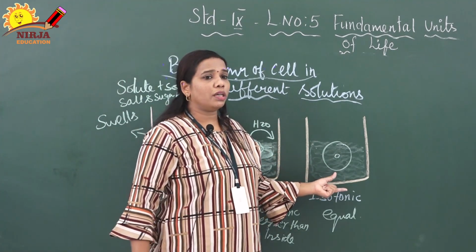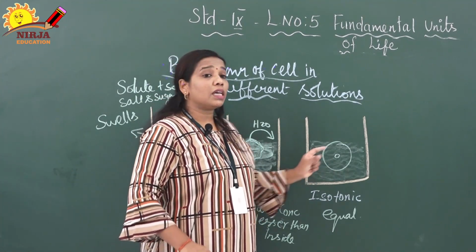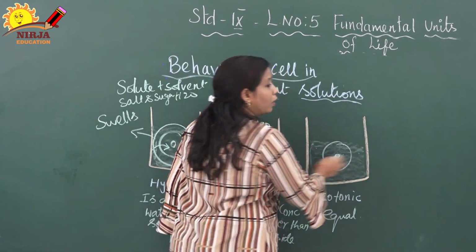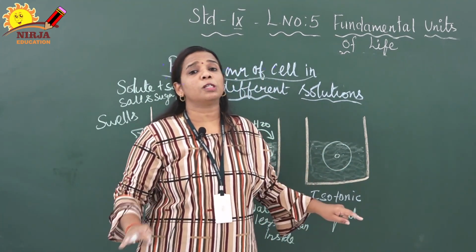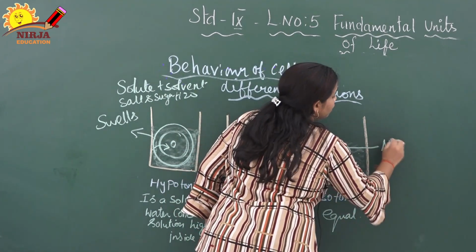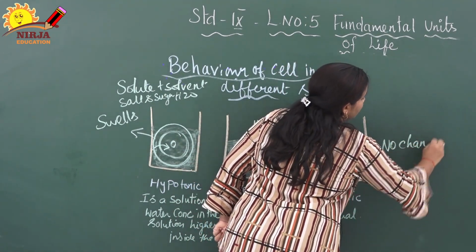The third solution: the water content is equal inside as well as outside, so both are equal. So no osmosis process will occur, and no changes inside the cell. This is called what? Isotonic solution.